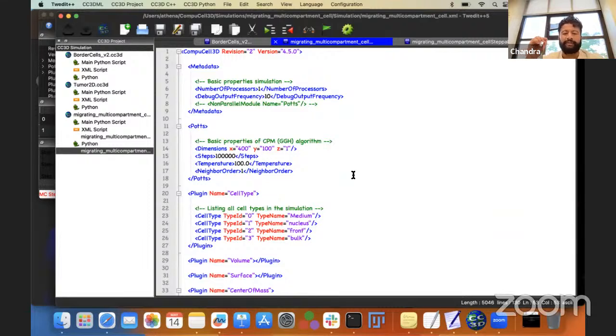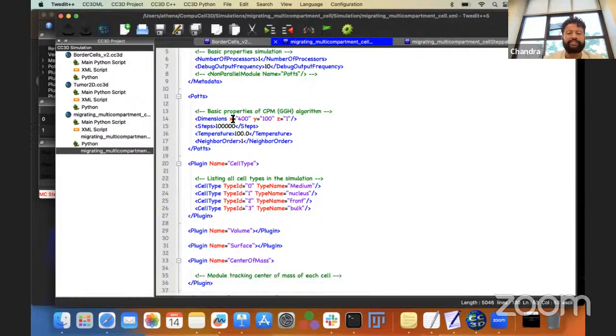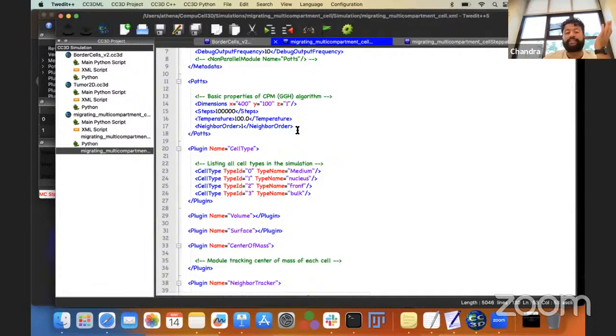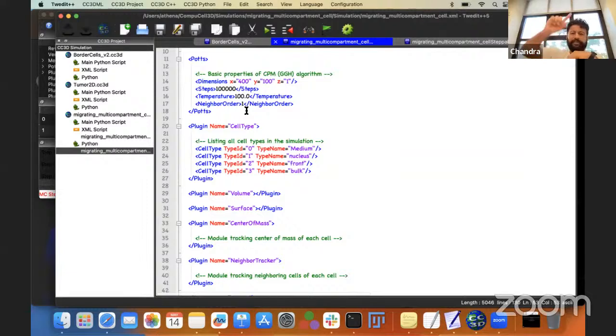So I just want to go through this file to let you know where the parameters I mentioned, especially yesterday, factor in here. Number of processors, debug output frequency, ignore that. That's not important. Dimensions: this is the space dimension. This does 3D. I'm not showing you in 3D, but if you change the Z value, then you have 3D space. Steps are Monte Carlo steps. Then temperature. Neighbor order is basically defining the neighborhood, so how many neighbors next to each other.